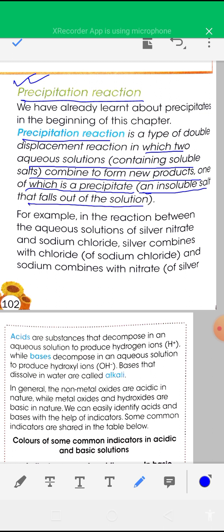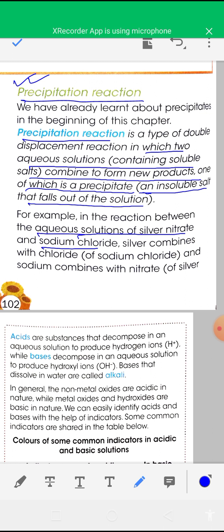So in precipitation reaction, two aqueous solutions of two substances combine to form two products, one of which is a precipitate, an insoluble product. For example, when silver nitrate solution is added to sodium chloride solution, both aqueous solutions, silver nitrate and sodium chloride.